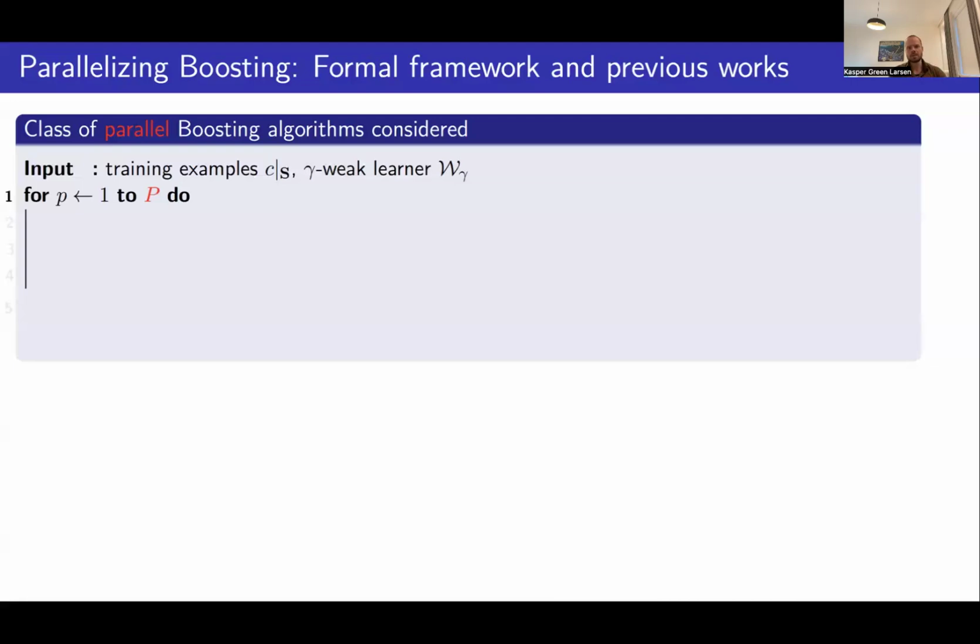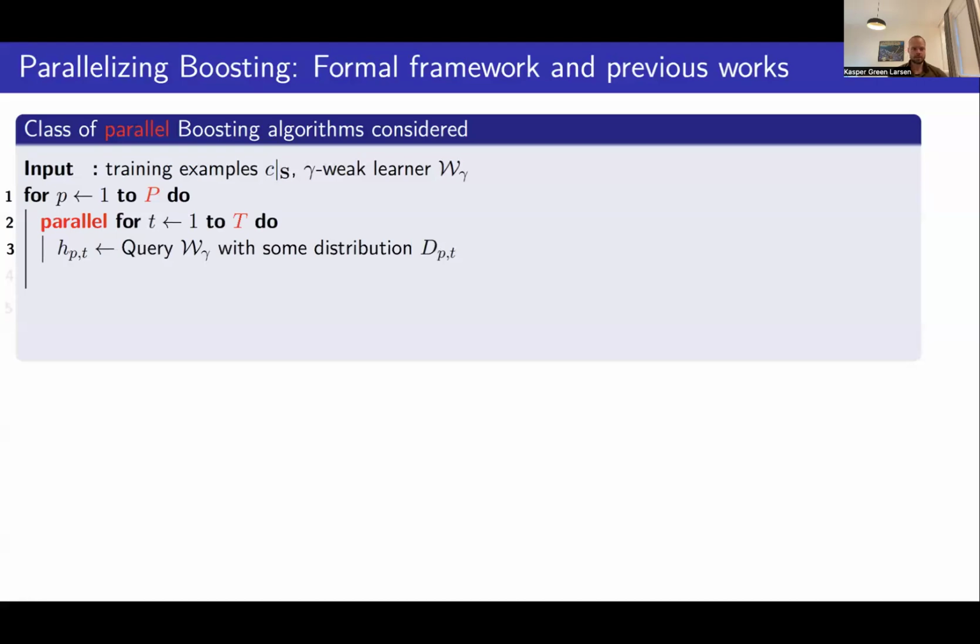Now we say a boosting algorithm has parallel complexity, or it runs for p sequential rounds, if it has an outer loop with p phases of training, p steps of training. And in each of these iterations, you train in parallel a whole lot of classifiers, right? So T is now the number of classifiers that you're allowed to train in one round. Think of it as you have T machines, and you can let all of them train a classifier.